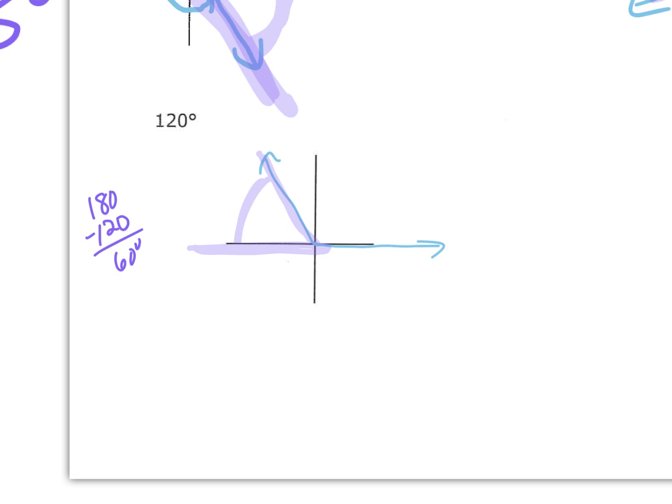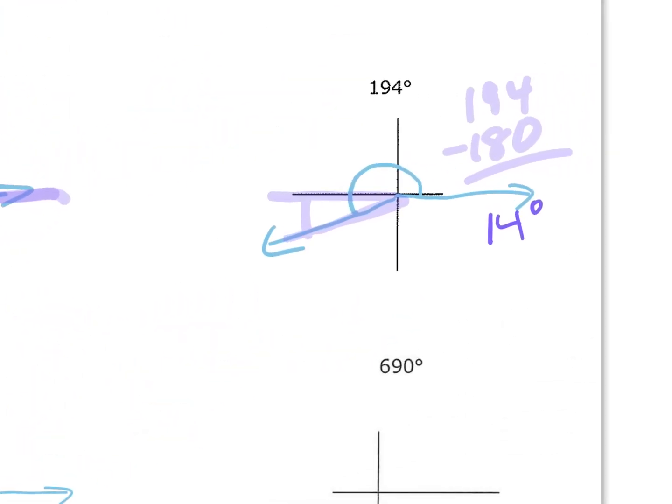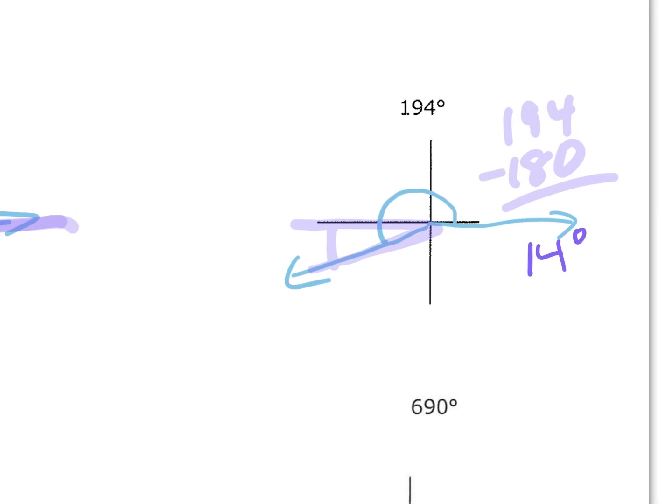Do you never go backwards? Well, we kind of went backwards here because we were beyond 180 and we subtracted to see how much beyond 180 we were going, basically. Is that what you mean? Yeah. Okay.